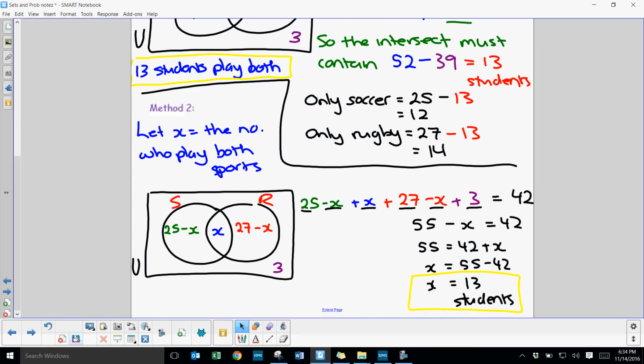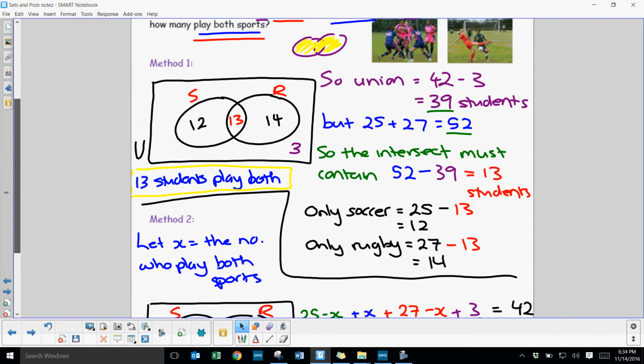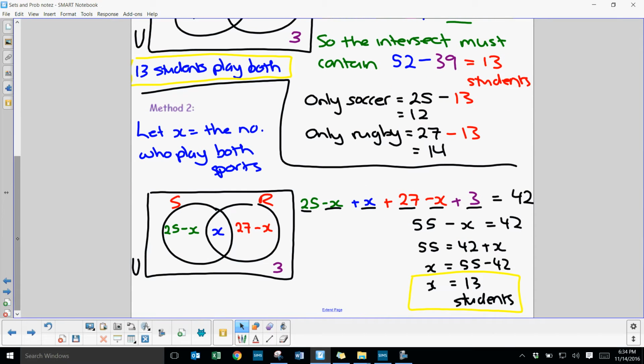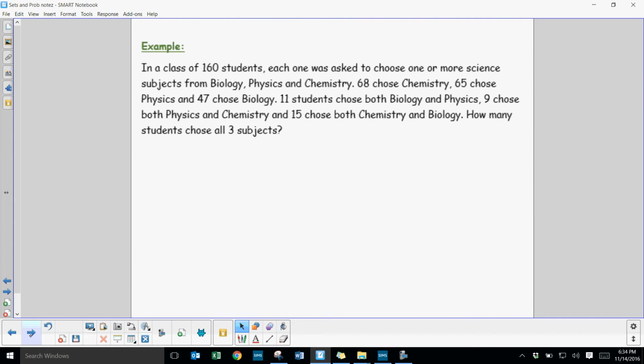So that's two methods. I tend to prefer the top method. The top method works fine if you've only got 2 circles. When you get 3 circles, that's when the bottom method is definitely a goer. So feel free to write out both and maybe practice a bit of both as well, so you're good at both methods. Because, for example, in this one, I find defining what you're looking for as X will be way easier because you've got 3 things to look at now.